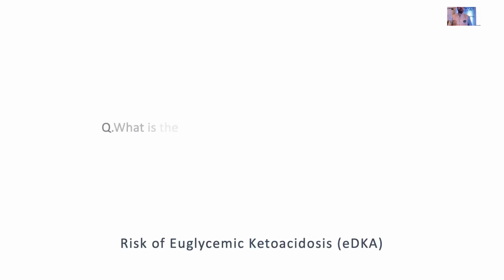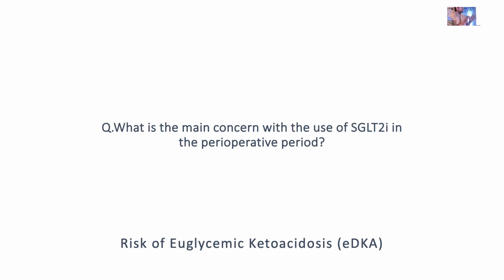And why is this important? Because of the risk of a very important problem, which is called euglycemic ketoacidosis. I'm going to talk to you about this. How many of you have seen cases of euglycemic ketoacidosis? I think Vivek would have seen, Sir would have seen, right? So the problem is, it's a very bad issue, but you can easily prevent it.